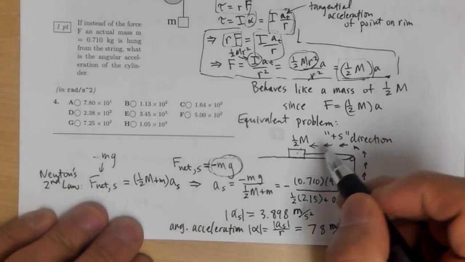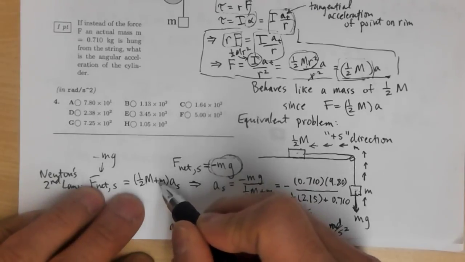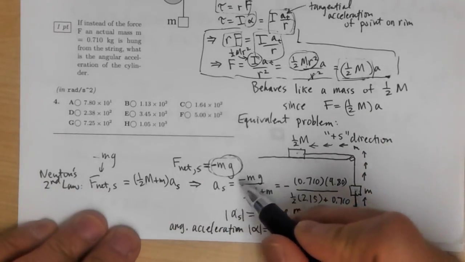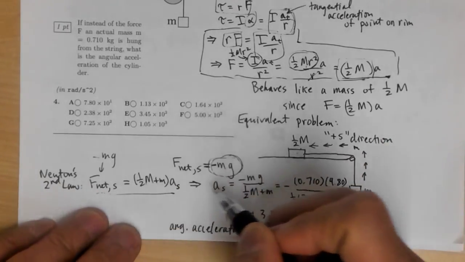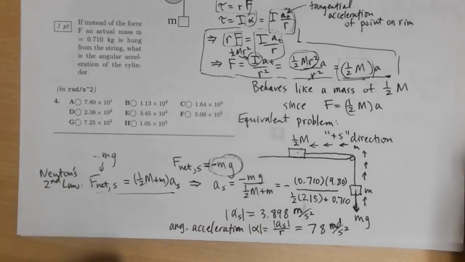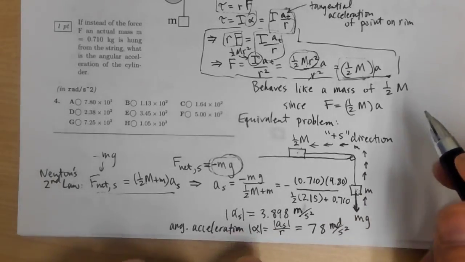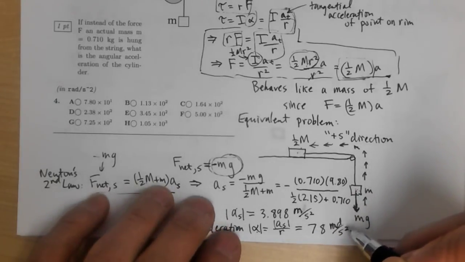That's what I have here. And then the total mass of the system is 1/2 M plus capital M plus small m. And so I can get the acceleration using Newton's second law here, minus mg over 1/2 capital M plus small m. And then I can get the angular acceleration. It's going to be the acceleration divided by r. Okay, and I'll get 70 radians per second squared.